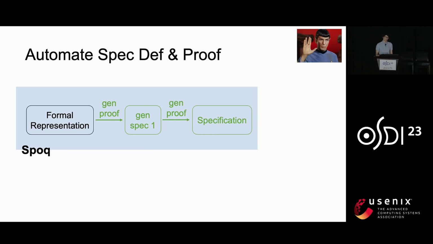And actually, in many cases, the intermediate specification is pretty close to users' expectation. So users don't even need to define their own specification. Just use what Spoq generated.